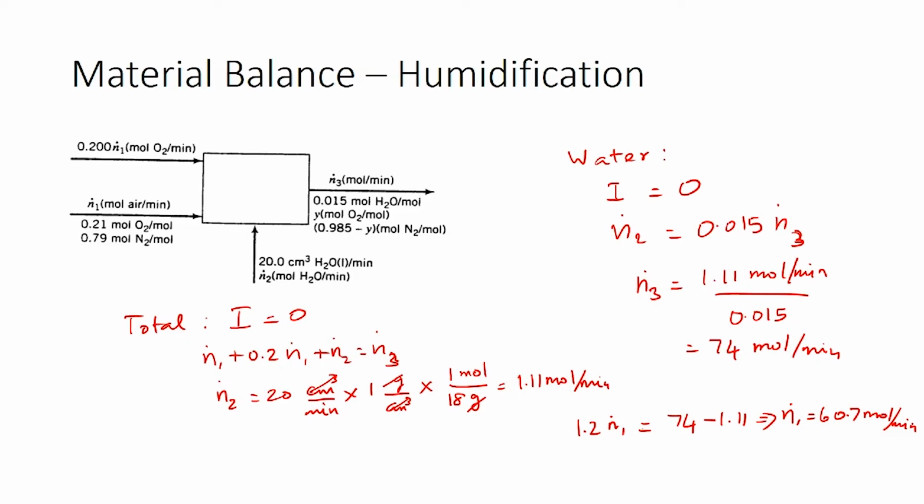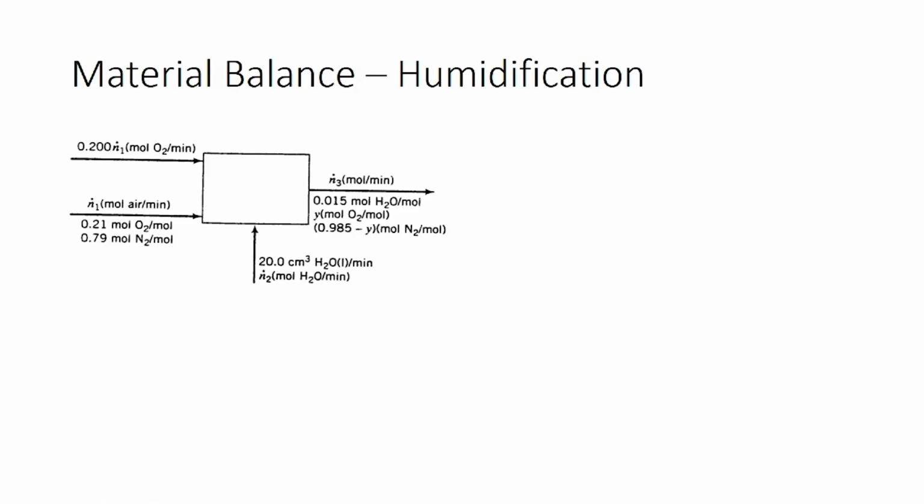So, the molar flow rate of pure oxygen which is entering the system would be 1/5 of this. Thereby your oxygen flow rate would be 0.2 N1 dot, which is 60.7 divided by 5, giving you a value of 12.14 moles per minute. So, now we have calculated the flow rates of each of the streams.